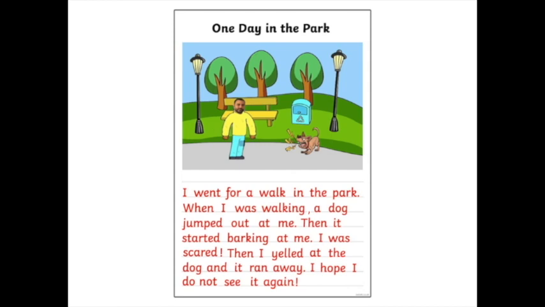So there we go. That is my recount of something that happened to me. I went for a walk in the park. When I was walking, a dog jumped out at me. Then it started barking at me. I was scared. Then I yelled at the dog and it ran away. I hope I do not see it again. So these are my sentences for this picture and this memory I have. A recount, remember, is to tell someone about something that happened. Could be something that happened to you, something that happened to someone else, or something that you saw happen.